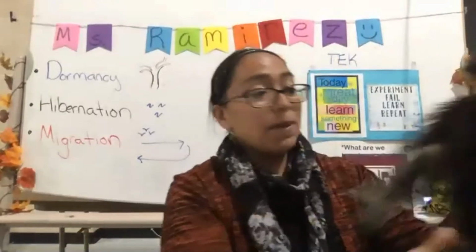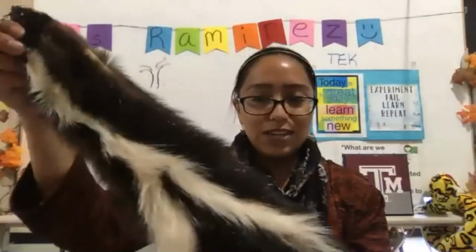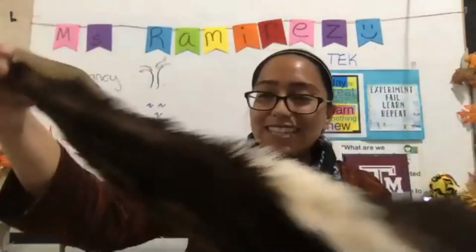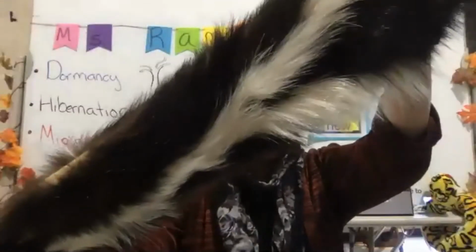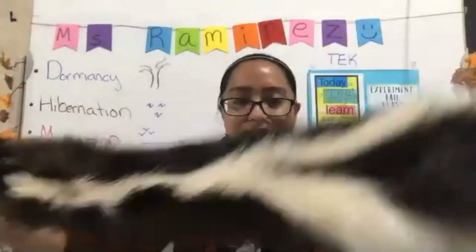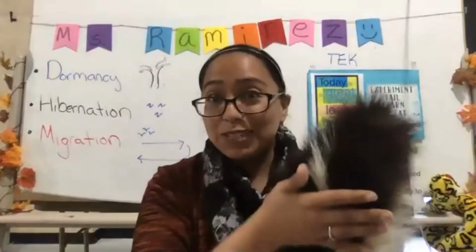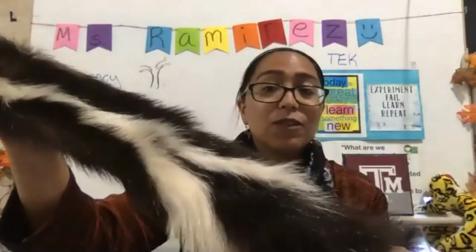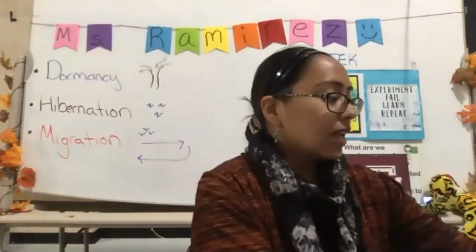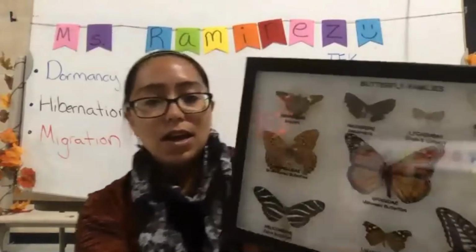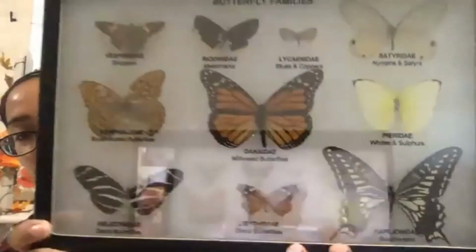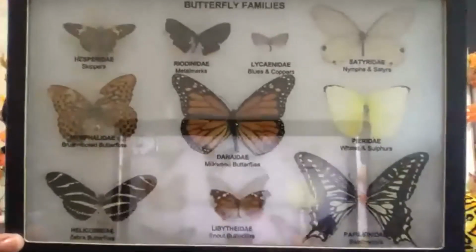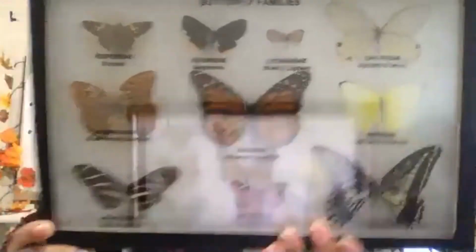And then my other pelt that I have for you is this one here. Hopefully you are able to tell what it is. Lucky for you, this animal's not alive anymore either. Again, it's a pelt, but this is a skunk. So they're actually pretty soft. So think about how these animals change their behaviors in response to different environmental conditions. And then my last one is just a pretty Riker mount of different beautiful butterflies. So think about what behaviors butterflies go through as environmental changes occur.